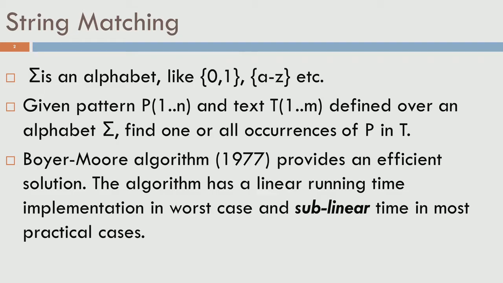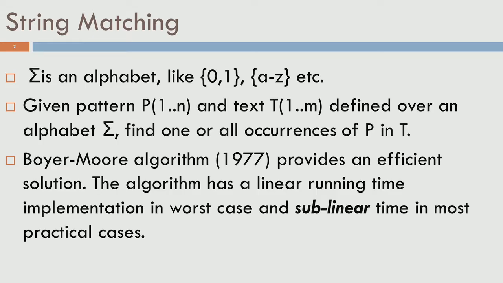In this problem, we have sigma, an alphabet. The example of an alphabet is a 2-letter alphabet consisting of the letters 0 and 1. This is the alphabet over which the binary strings are defined. One can also think of the alphabet which consists of the letters A to Z, the 26 letters of the English alphabet, and so on and so forth.